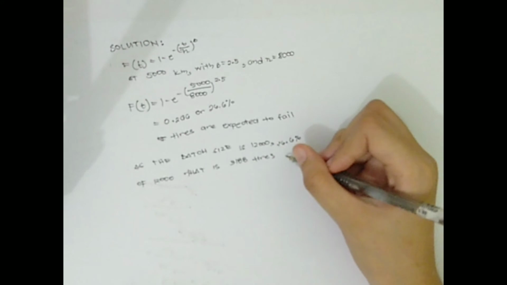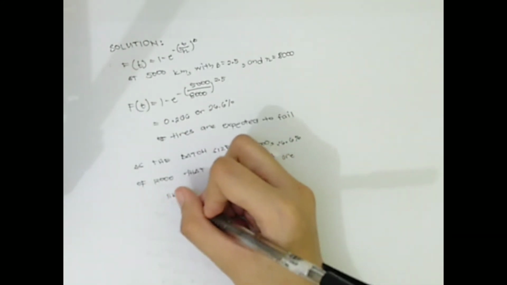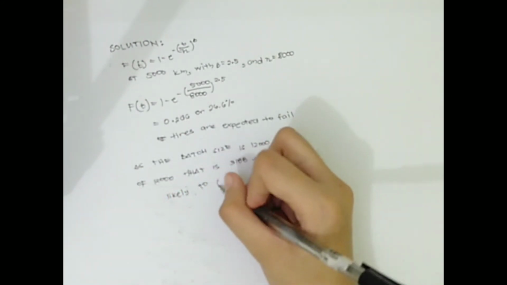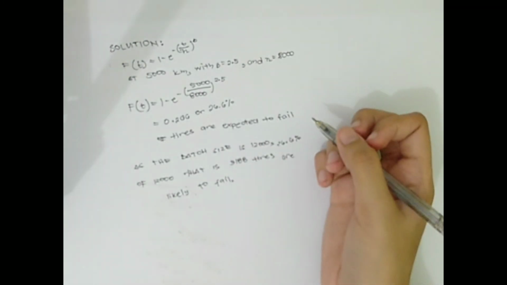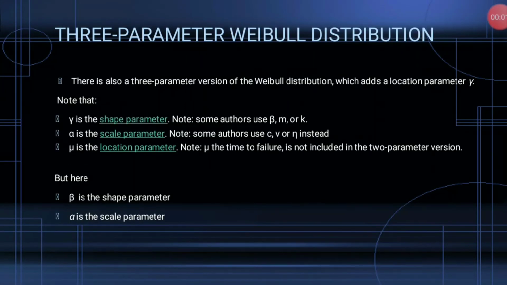As the batch size is 12,000, 26.6% of 12,000 is 3,188 tires likely to fail. Now, let's tackle the three-parameter Weibull distribution.